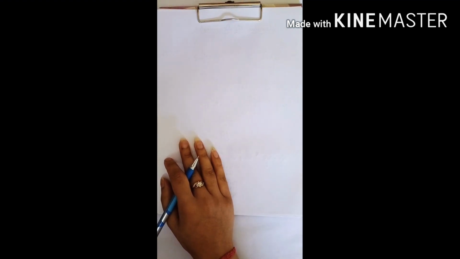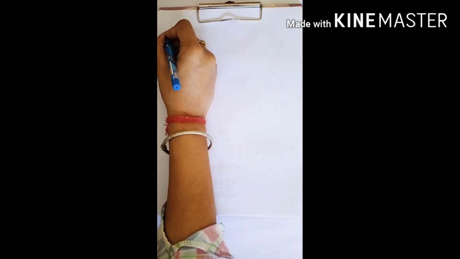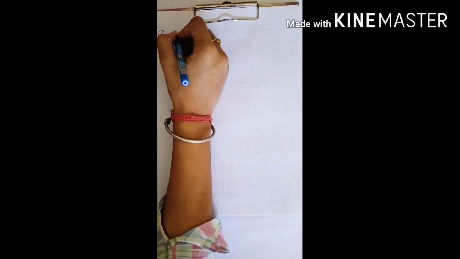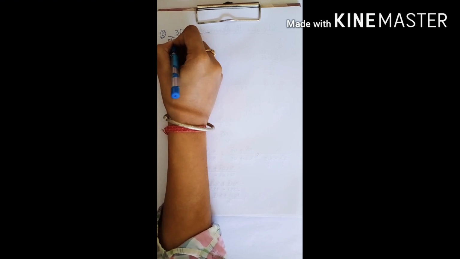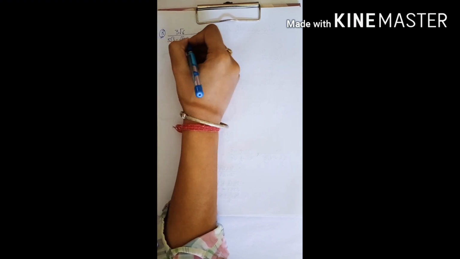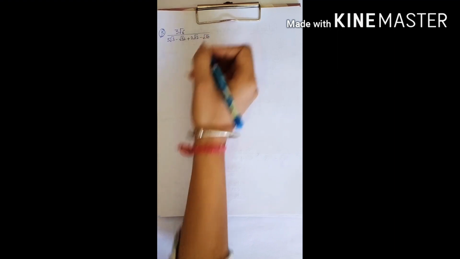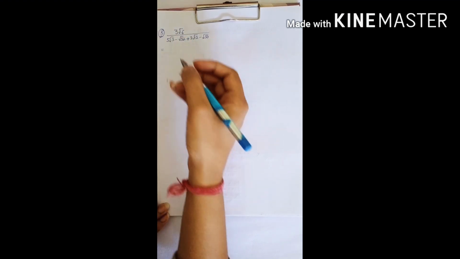So now move to the next question. The next question is 3 root 6 divided by 5 root 3 minus root 32 plus 2 root 12 minus root 50. I am trying to cover all types of questions in this video. So this is a different question.